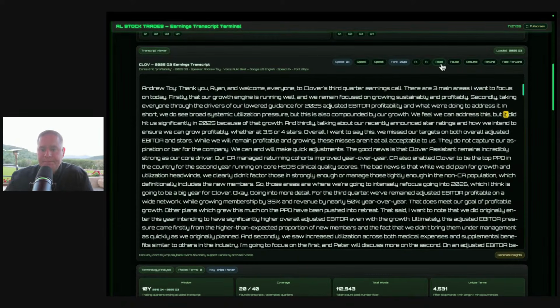We feel we can address this, but it did hit us significantly in 2025 because of that growth. And thirdly, talking about our recently announced star ratings and how we intend to ensure we can grow profitably, whether at 3.5 or 4 stars. Overall, I want to say this. We missed our targets on both overall adjusted EBITDA and stars. While we will remain profitable and growing, these misses aren't at all acceptable to us. They do not capture our aspiration or bar for the company. We can and will make quick adjustments.